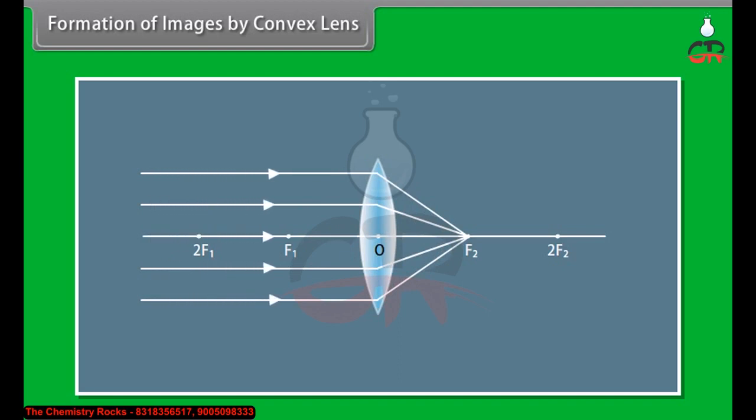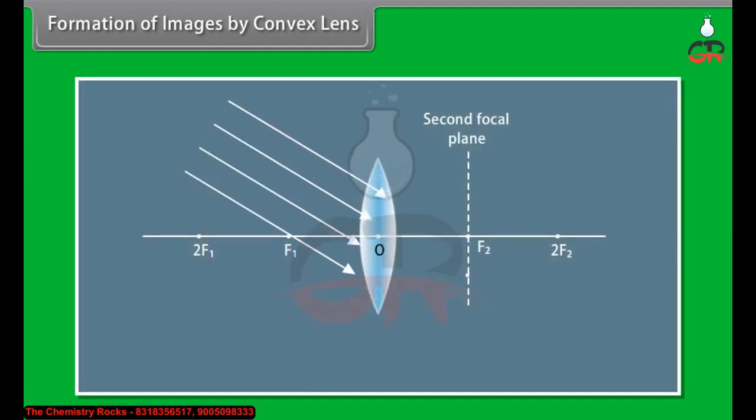When the object is placed at infinity and the rays are not parallel to the principal axis, then the image is formed at the focal plane on the opposite side of the lens as that of the object. The nature of the image is real, inverted, and highly diminished.